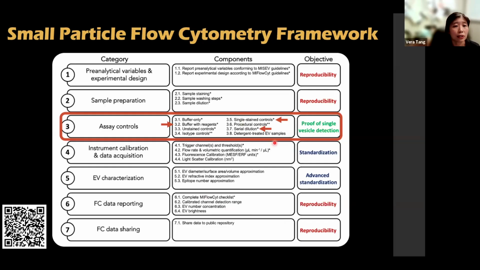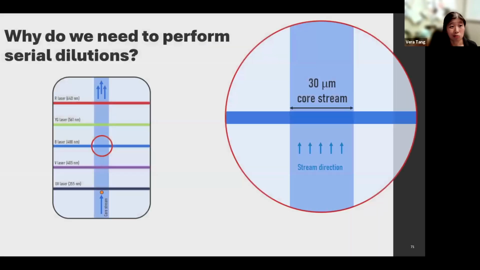The other two that I'd like to talk about and highlight are the importance of serial dilutions and buffer with your reagents, to check your reagents to make sure that you don't have a lot of unbound fluorophores or aggregated fluorophores. And this goes hand in hand with respect to how the instrument works.